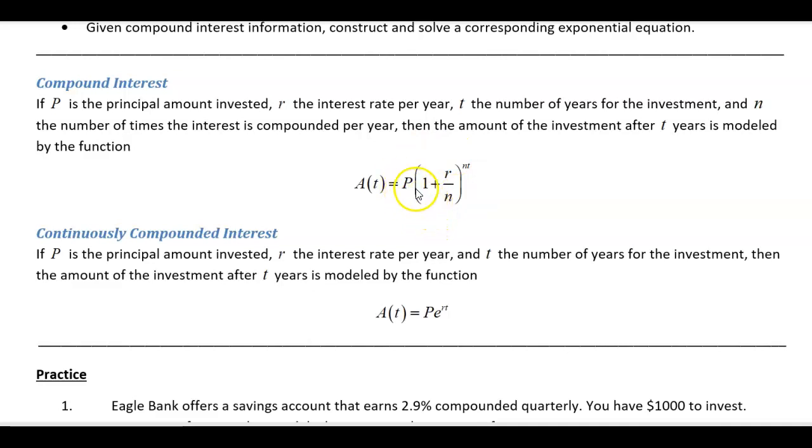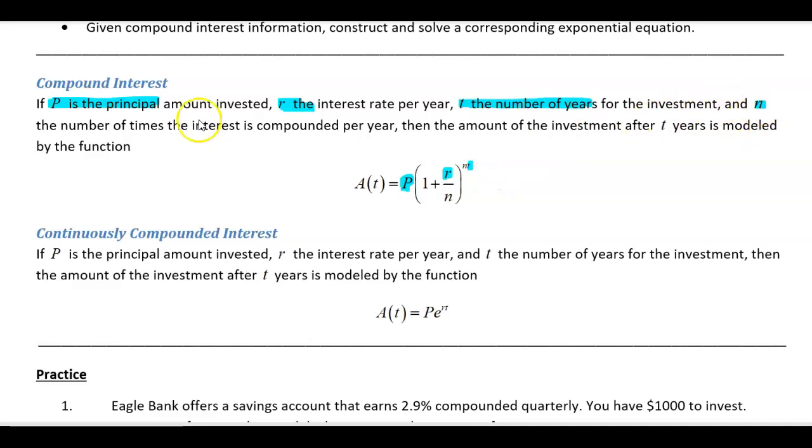And P is your principal. Okay, that's the initial amount going into the account. And then you have an interest rate of R. Okay, so there's your R there. T is your number of years. And notice that that unit is established as years there. And your T is up here in the exponent.